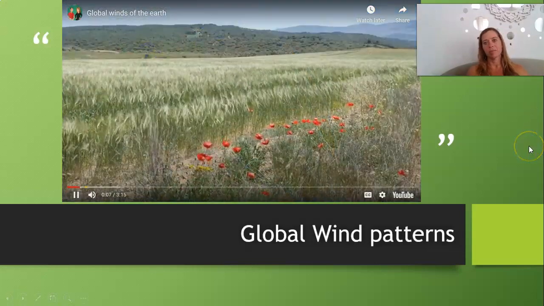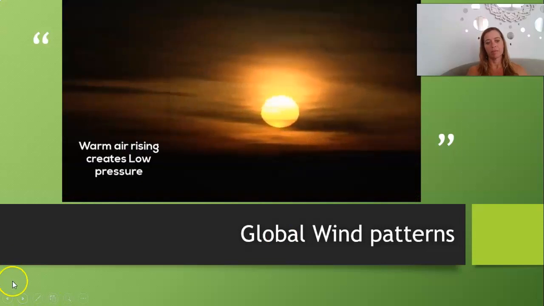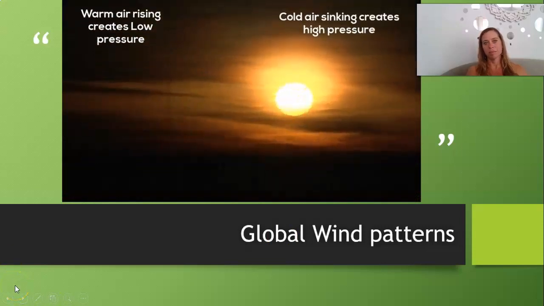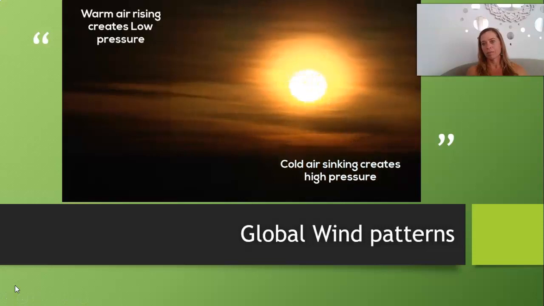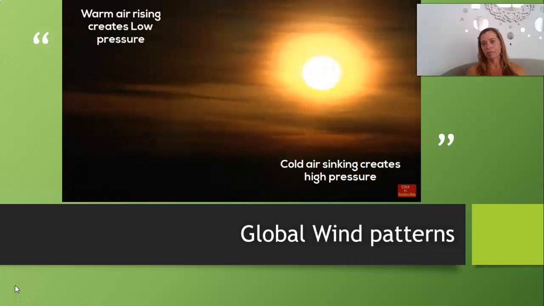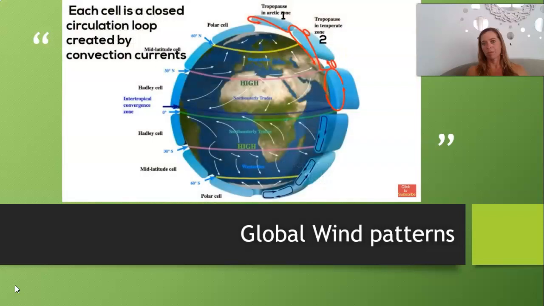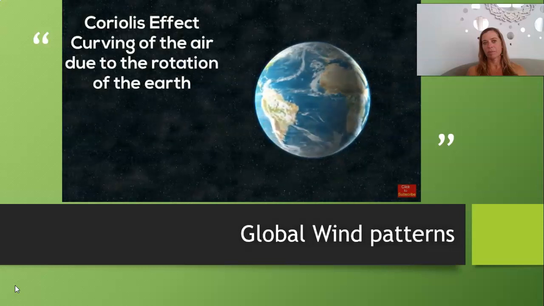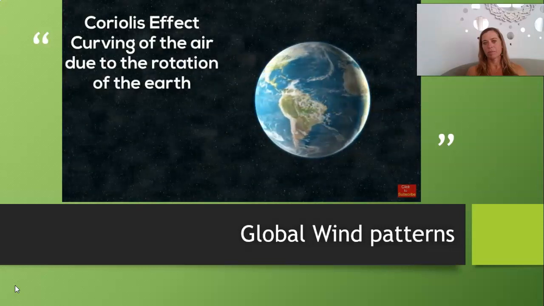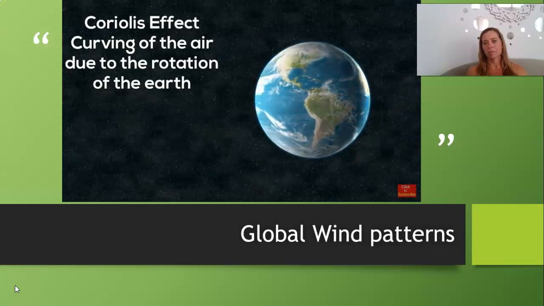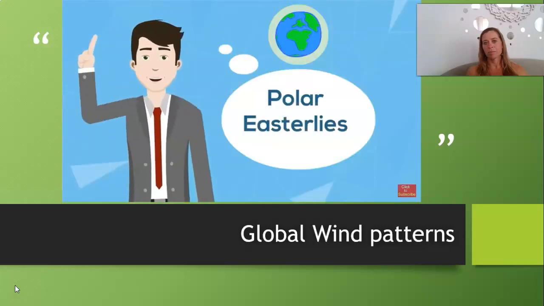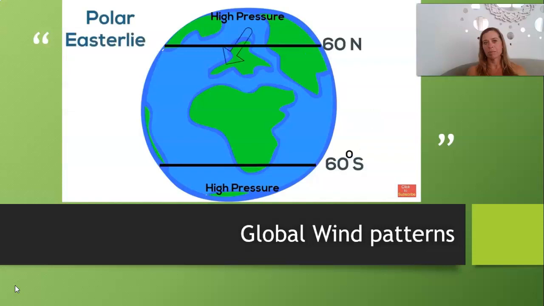The Earth is not heated evenly. Warm air rises and creates low-pressure systems, and cold air sinks and creates high-pressure areas. This rising and falling of air creates six large wind cells spread out around 30 degrees around the Earth. In addition, the Coriolis Effect, which is the curving of the winds due to the Earth's rotation, impacts global wind patterns.